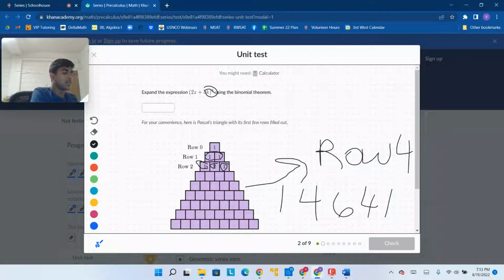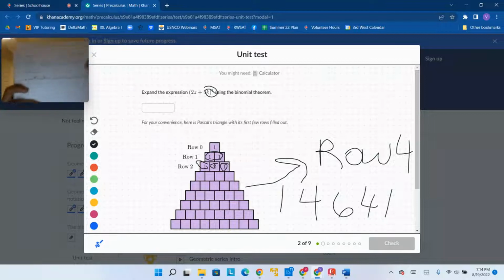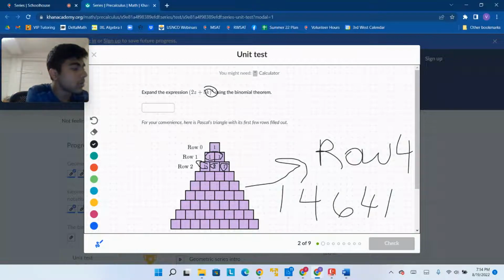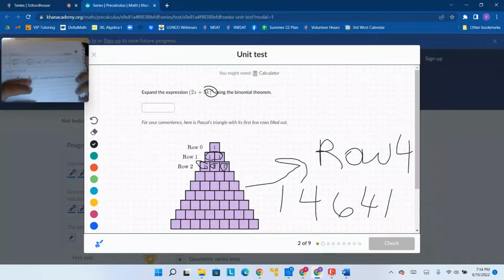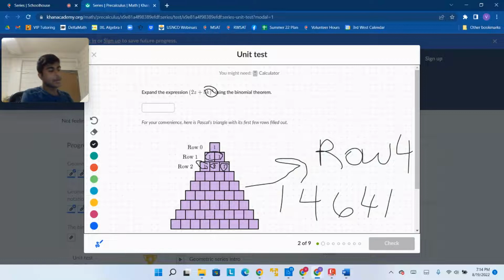All right, so this is what it looks like. You have the 2z to the 4th plus 4 times 2z to the 3rd times 5k, and then you have the 6 times 2z to the 2nd, 5k to the 2nd, and on and on. And now we just figure out what that is and add it up.